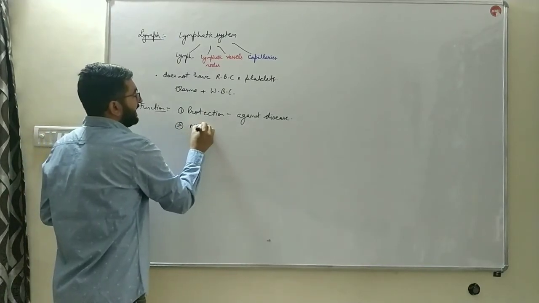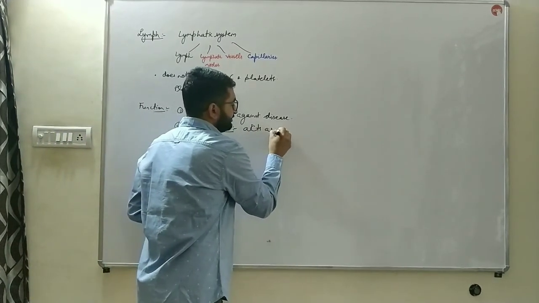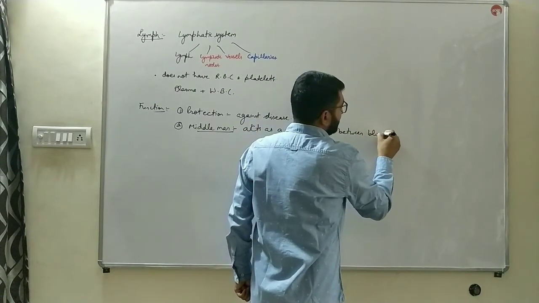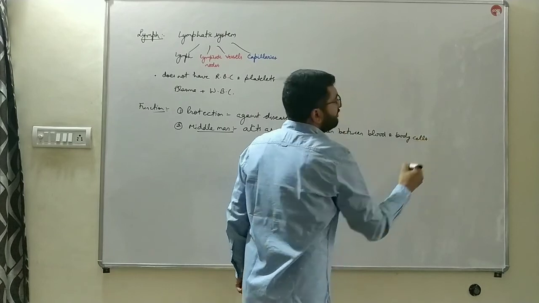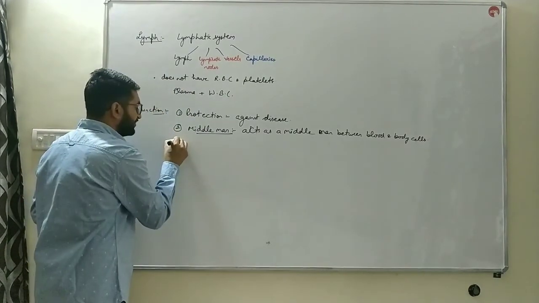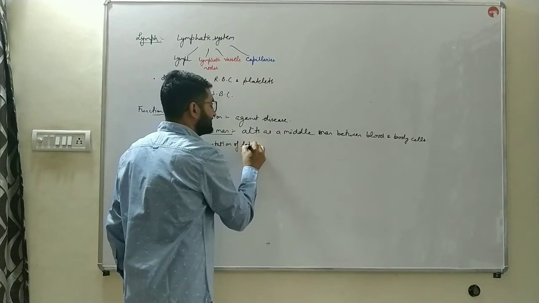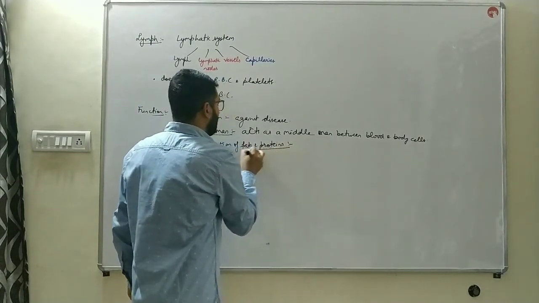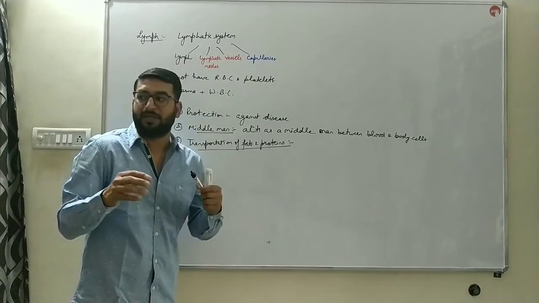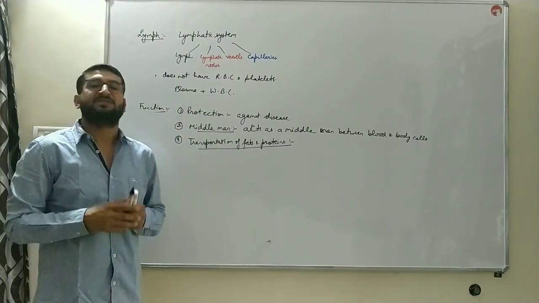Second one is middleman. Lymph acts as a middleman between the blood and body cells. It makes the exchange of materials pretty quick between the body cells and the blood. The third function is the transportation of large size fats and proteins. There are certain macromolecular fats and protein molecules in the body which cannot be transported by the help of blood, which cannot pass into the blood capillaries. So for their transportation, we have a specialized tissue known as lymph. So these are the functions of lymph.